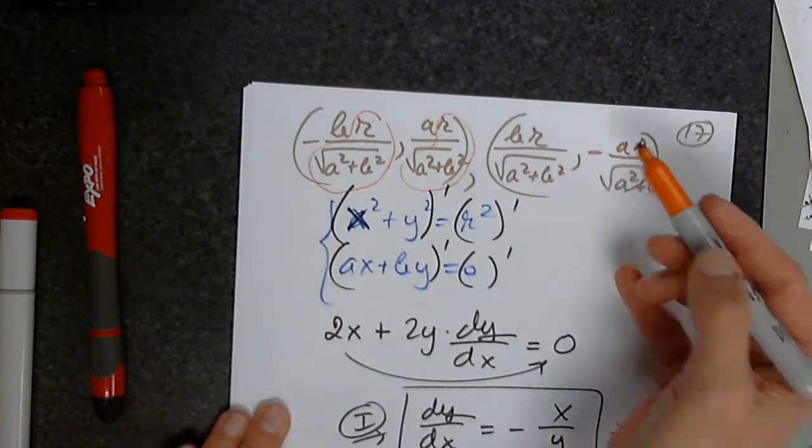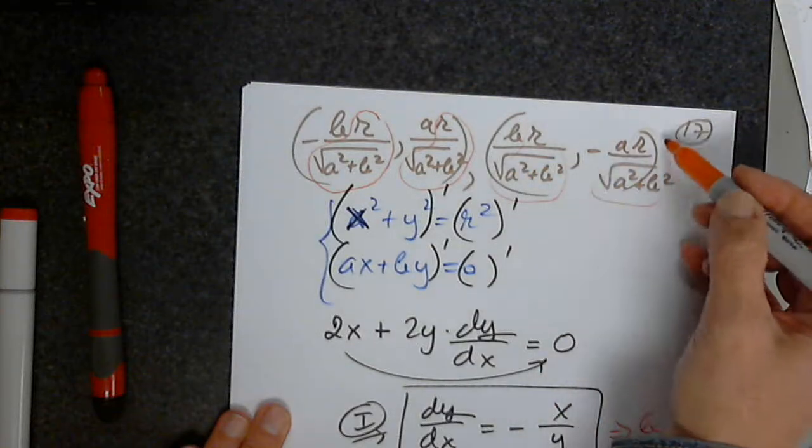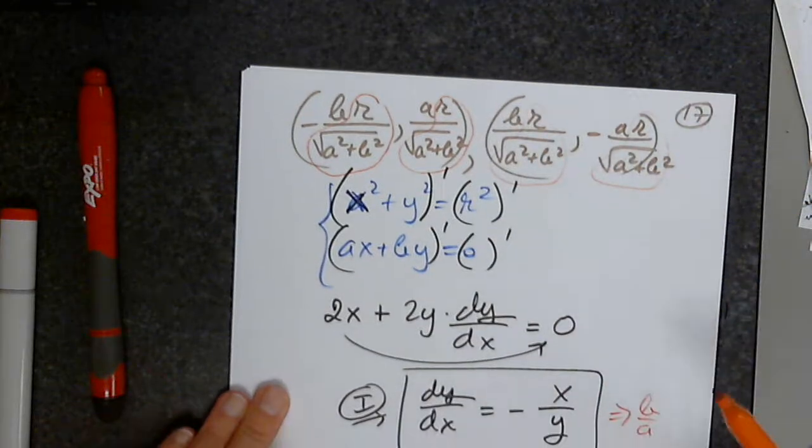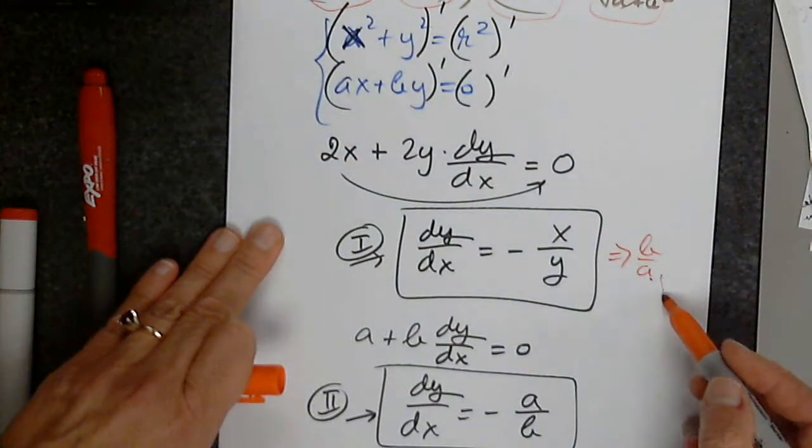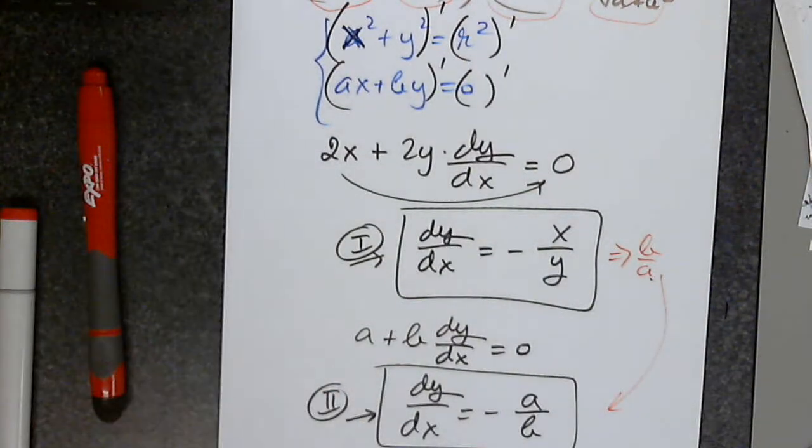When I create this, these two will go away because I will divide this by this. So I still have b over a in both cases. So therefore, the two families of curves are orthogonal trajectories because at every point of intersection, their tangents are perpendicular.